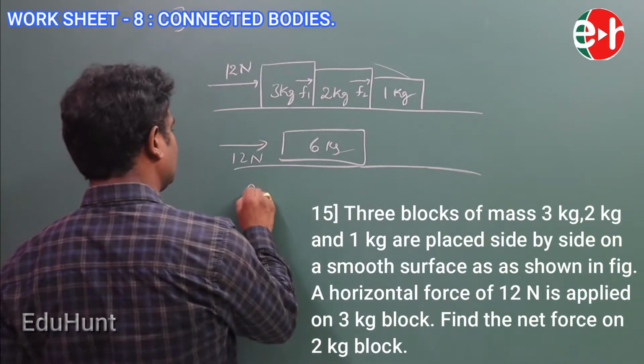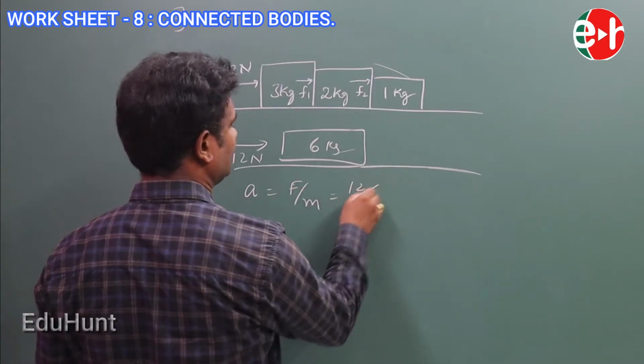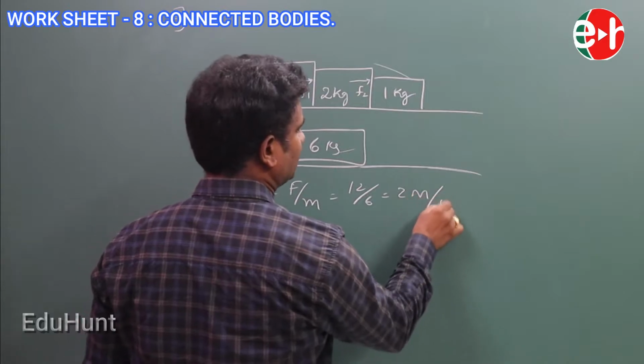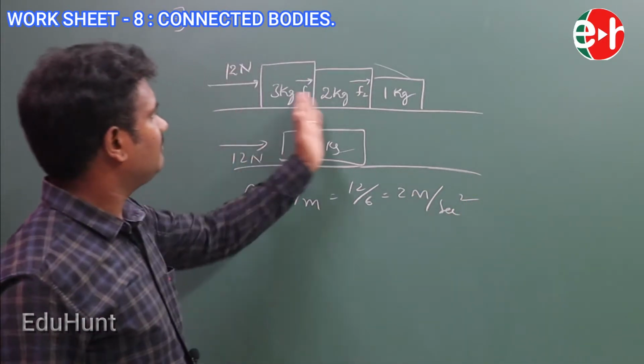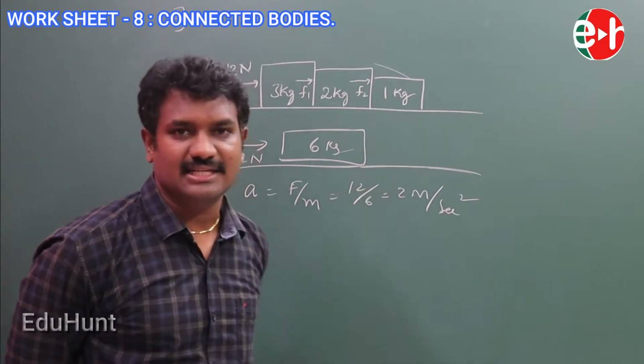That's why acceleration of the system is equal to F by m, that is equal to 12 by 6, that is equal to 2 meter per second square. Means the system or individual blocks are moving with an acceleration of 2 meter per second square.